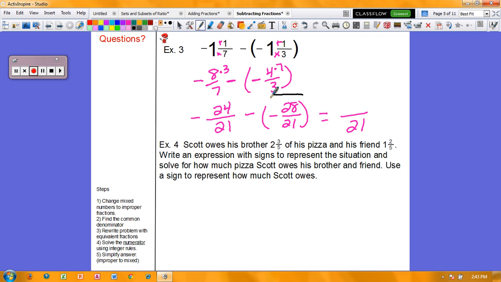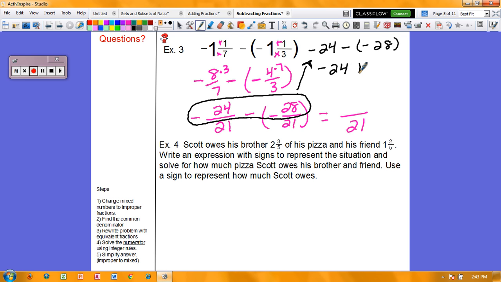Now all I care about is negative 24 minus a negative 28, and I'm going to rewrite that up here. We do not subtract negatives. We add the opposite. That would be negative 24 plus a positive 28. A negative plus a positive. We just find the difference and take the sign of the higher number. So 28 minus 24, that is a positive 4.